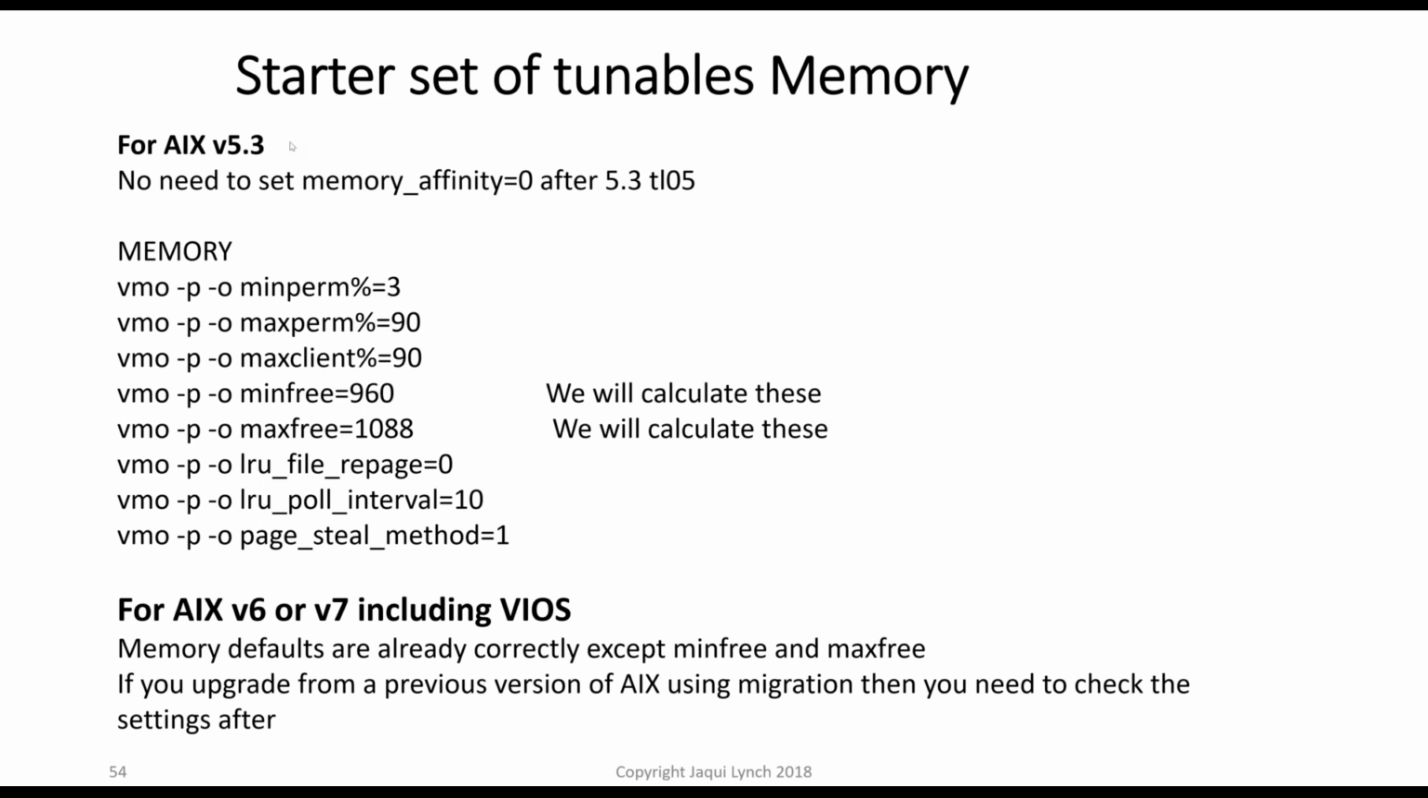Okay, so this is a starter set of tunables. You don't really care about 5.3 because you're probably not running it, but if you are, you would have to set these. For AIX version 6 or 7, the only ones here that you would normally set would be minfree and maxfree. All these other ones should be defaulting and should not appear in your nextboot file.